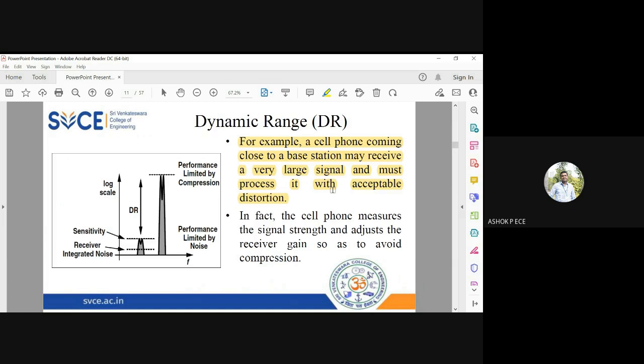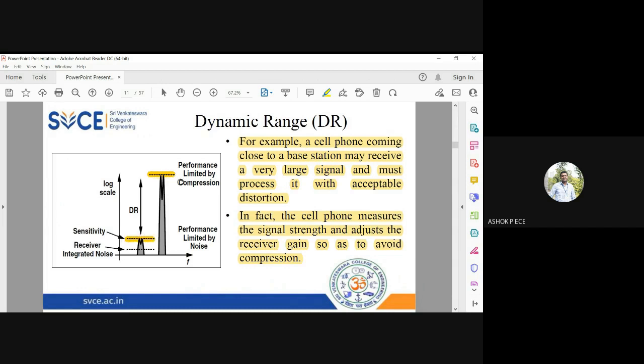If you are far away from the tower, even if you are able to attend the call and speak, and the call quality is very good, that is the minimum power which your device can detect. So if you take the ratio of that, that is going to be the dynamic range. Okay, so that is the example of a cell phone receiver, which has these two bounds very clearly defined.